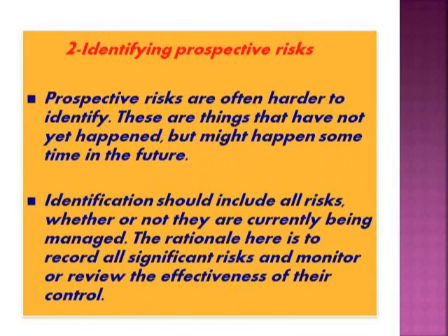The second is identifying prospective risks. Prospective risks are often harder to identify. These are things that have not yet happened but might happen sometime in the future. Identification should include all risks, whether or not they are currently being managed. The rationale here is to record all significant risks and monitor or review the effectiveness of their control.